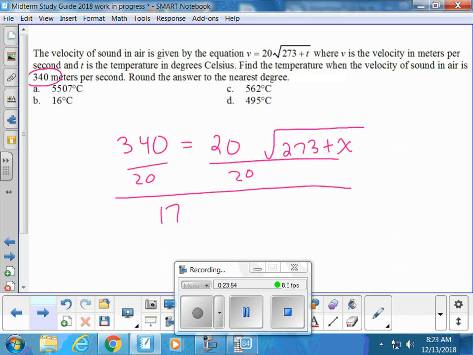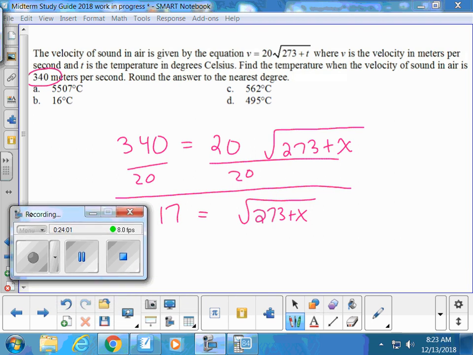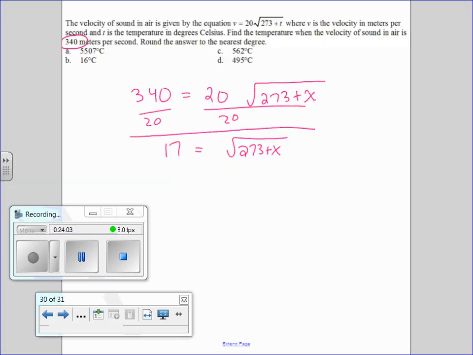I have written down that that's 17, but you can check with the calculator if you want. What do you think we should do next? Square both sides. That'll cancel out your square root. 17 squared is 289.